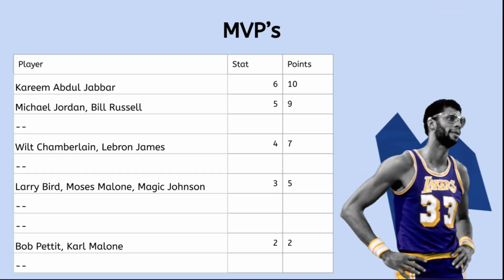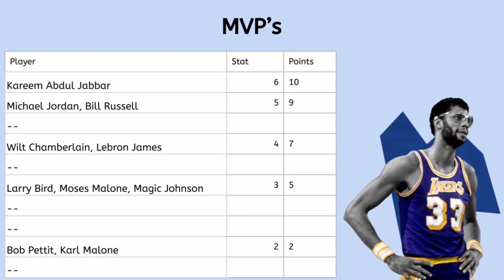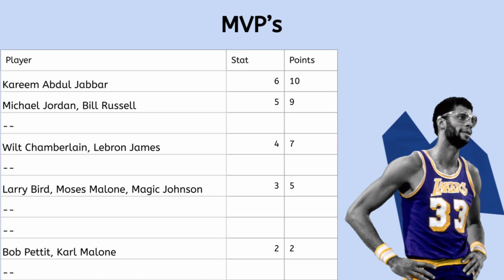The next category we have is MVPs. This award really shows how many times a player was the best or at least a top 3 player in the league. At first, we have Kareem Abdul-Jabbar, who finished his career with 6 MVPs. Following up, we have Bill Russell and MJ, who both had 5.